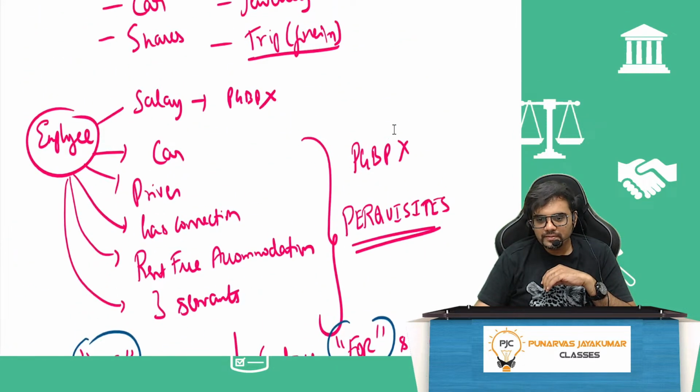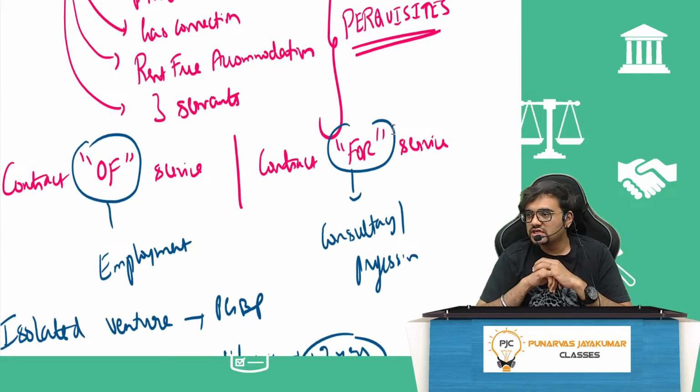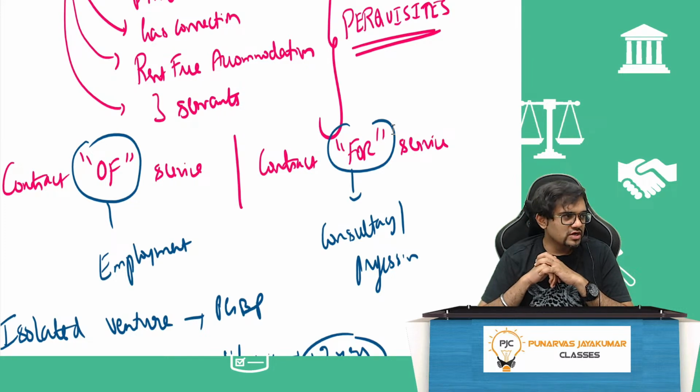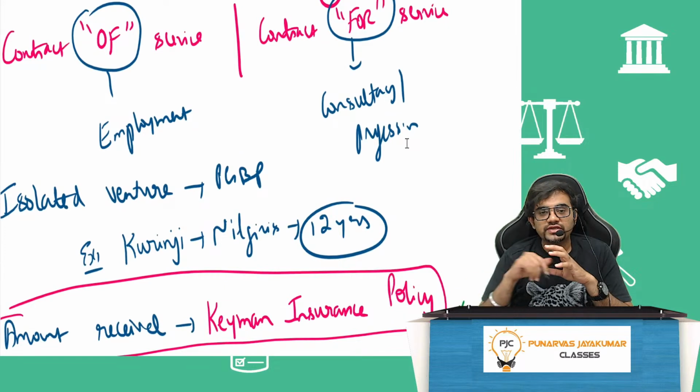Very good. So in a contract, I need to see whether it is a contract of service or a contract for service. If it is a contract of service, it's employment. Contract for service, it is consultancy or profession. So contract for service and contract of service are both different. If there is any isolated venture also, PGBP will definitely come.